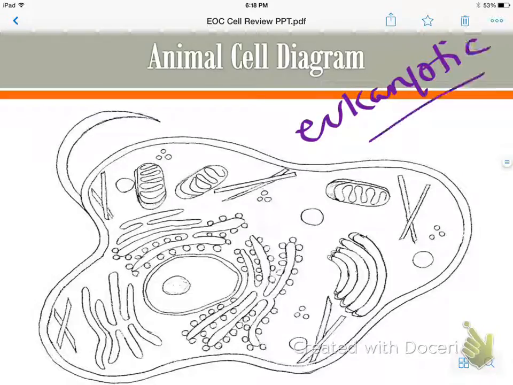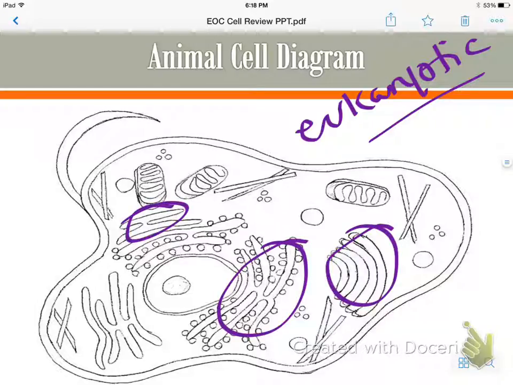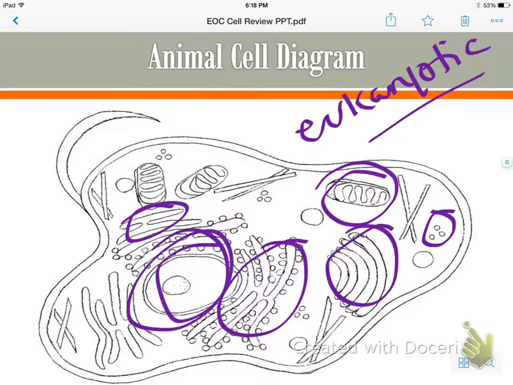Don't forget that. So this is an animal cell. You should be able to identify major things and what they do. So you have your Golgi, your rough ER, smooth ER, mitochondria, ribosomes, cell membrane. Those are the basics. Oh, and don't forget the nucleus.